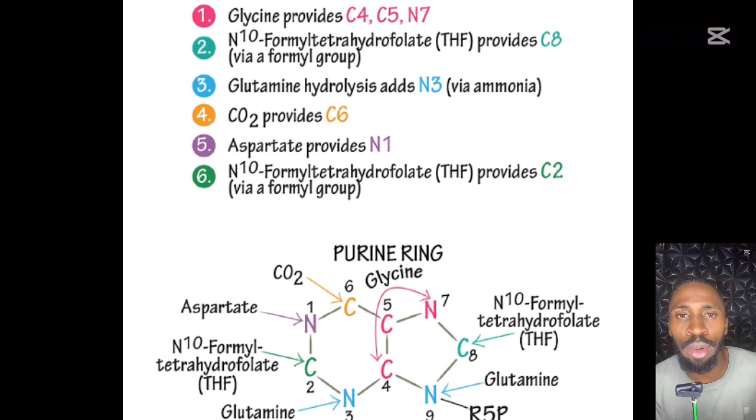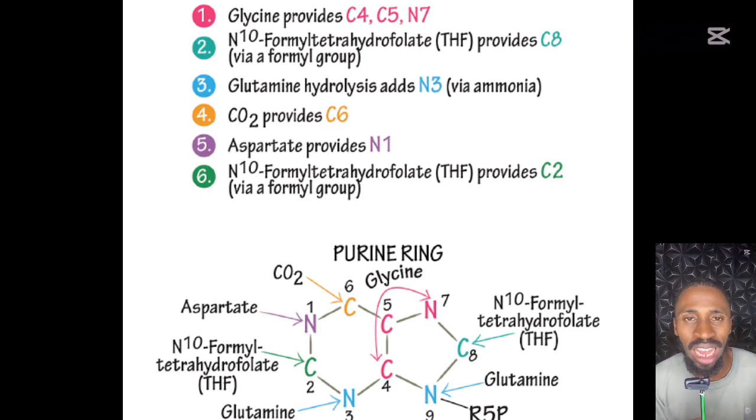The next nitrogen is on carbon 3 and carbon 9, which is the amide group, which is glutamine. Don't forget glutamine, carbon 3 and carbon 9. That is the nitrogen we are adding to the reaction. So we are talking about the CO2, the nitrogen in carbon 1, which is the amine group, and the amide group in carbon 3 and carbon 9.